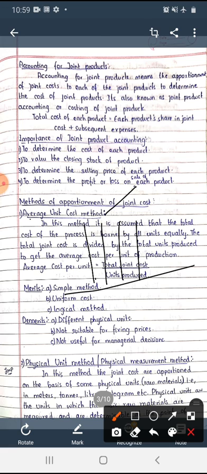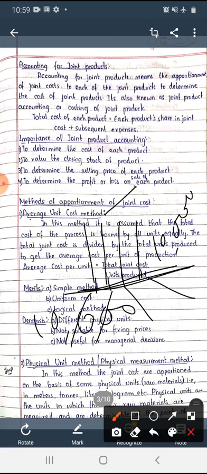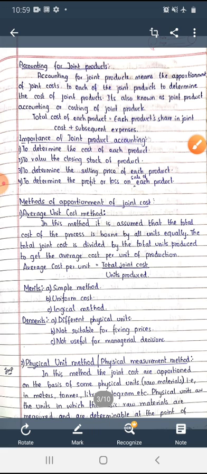Till this is the separation point. After that they process it separately, but till now the cost is 10,000. Under this method, the 10,000 cost is divided by how many units are there? 1, 2, 3, 4, 4 units, right? This is the method followed: total cost divided by units produced.